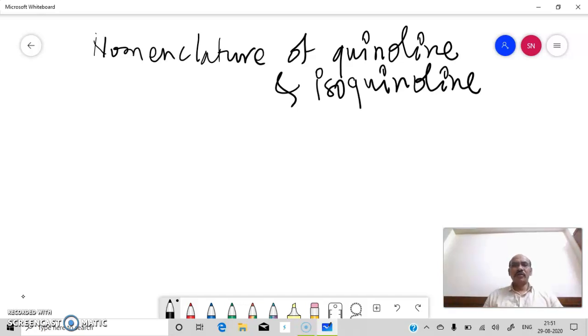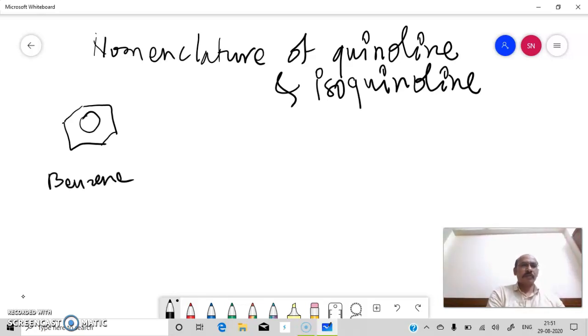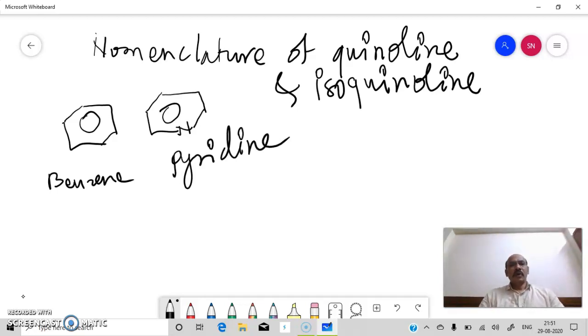For their understanding, I am starting with simplest aromatic hydrocarbon, benzene. What is it? Benzene. And one more aromatic hydrocarbon I am drawing here, but it is a heterocyclic compound. Its name is pyridine. When these two rings fuse together, then there is a formation of quinoline or isoquinoline.